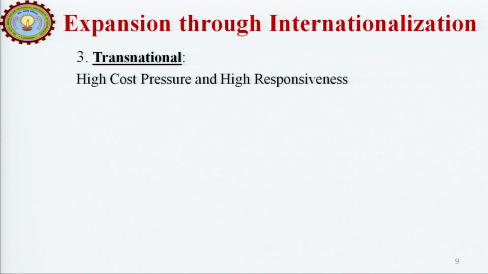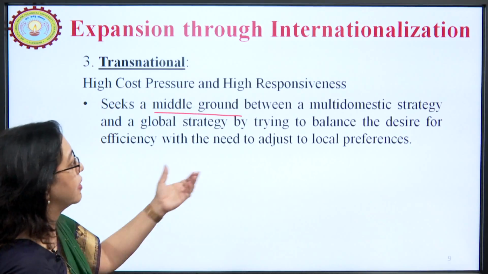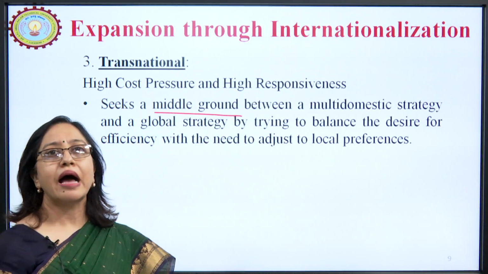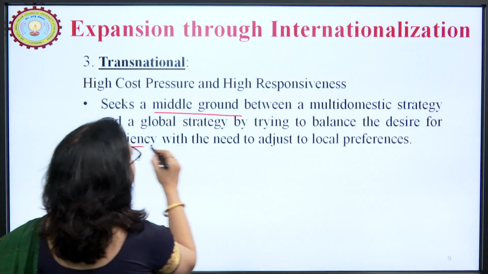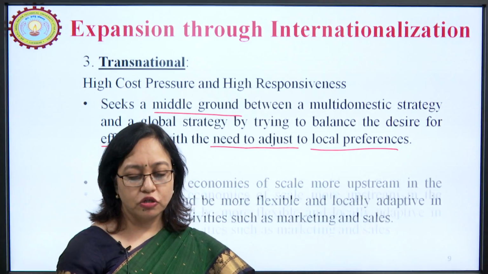The third strategy is transnational strategy, wherein there is high cost pressure and high responsiveness. Both concerns are very, very important. Now, it is a very difficult situation to keep both things under control, so you would require a very creative approach. So, this company seeks a middle ground, beech ka rasta, between a multi-domestic strategy and a global strategy, by trying to balance the desire for efficiency and the need to adjust to local preferences.